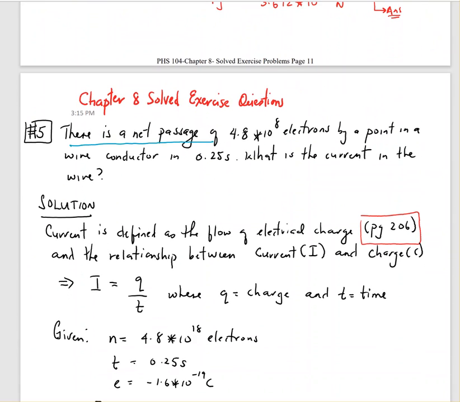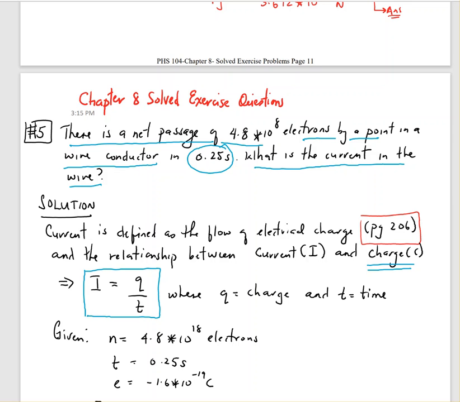Now there's a net charge for number 5. There's a net charge of 4.8 times 10 to the 8 electrons by a point in a wire conductor of 0.25 seconds. What is the current in the wire? Okay. So keep in mind that current is nothing more than the flow of electrons or the flow of electrical charges. And there's a relationship between that flow, that current, and the actual charge itself. And it's being denoted here as I equals Q divided by T, T being time.